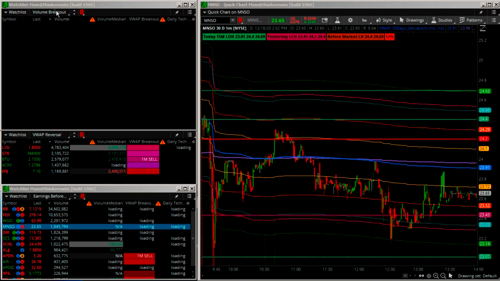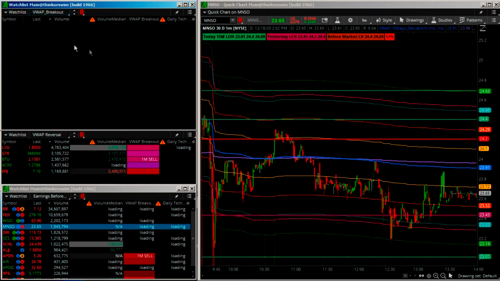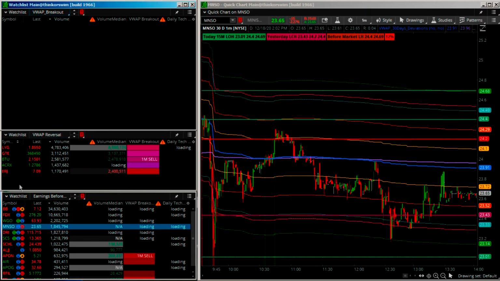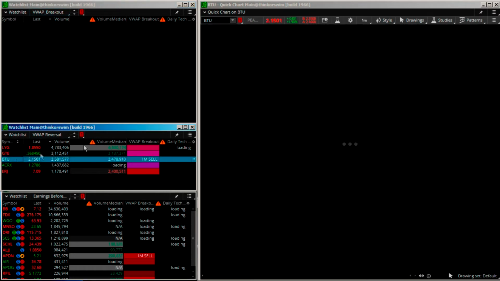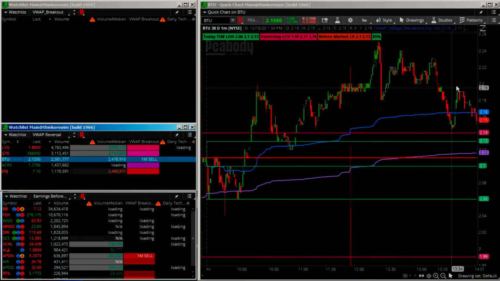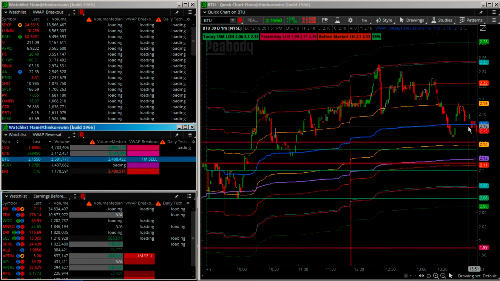I primarily use the VWAP breakouts, which tells me if I actually want to trade now. I will look at the VWAP breakouts and the VWAP reversals. These get populated every time there's a VWAP break. So BTU, for example, had the breakout on the 1-minute VWAP. If I want to trade now, I can look at these two lists and get the possible trades.